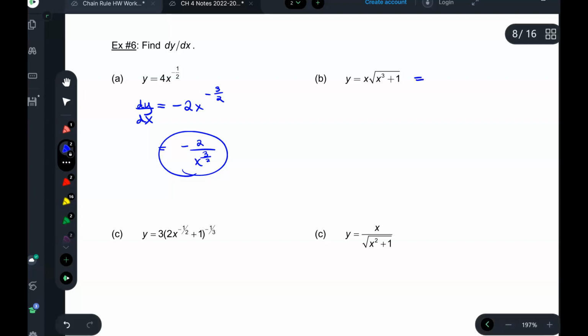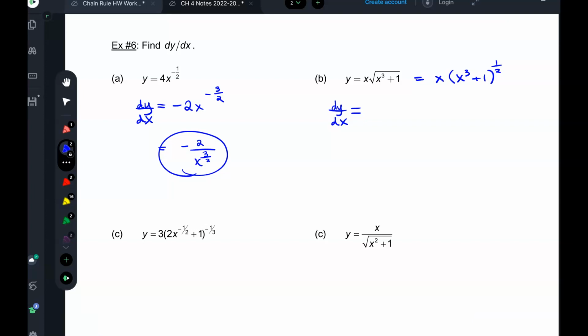Okay, this one, let me just rewrite it as x times (x cubed plus 1) to the half power. Now, what do we need here? We're going to need a product rule with a chain rule in it. Good? Do you want to try it? Is the x considered a coefficient, so we just leave it aside, or do we have to find the derivative? You have to find the derivative of that. So the derivative of x would just be 1. Wait, can we go over the steps again for that? Like, the 1/2 is the first step, right?